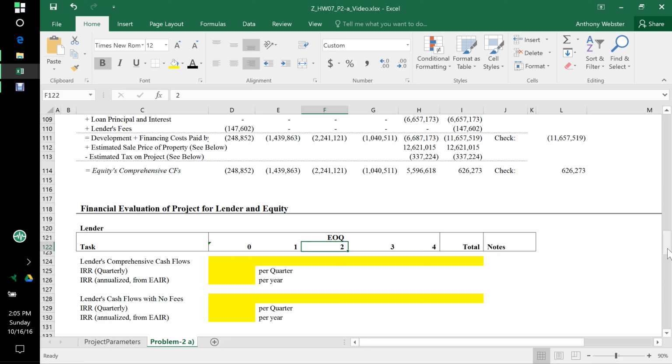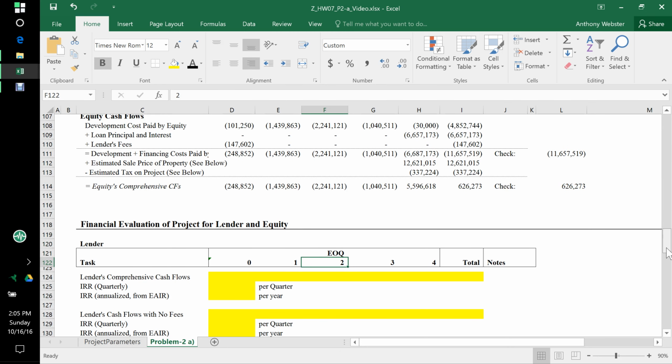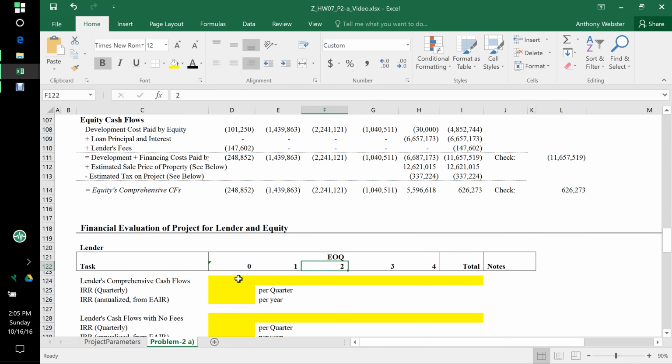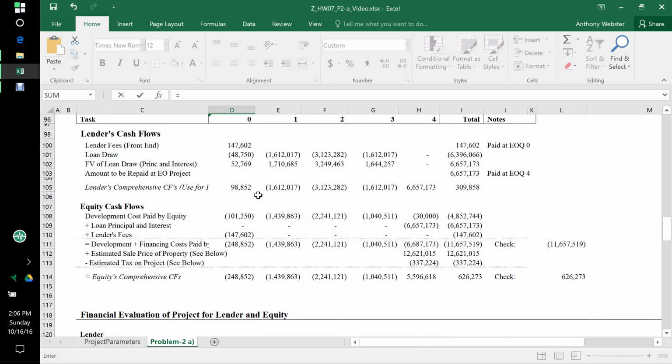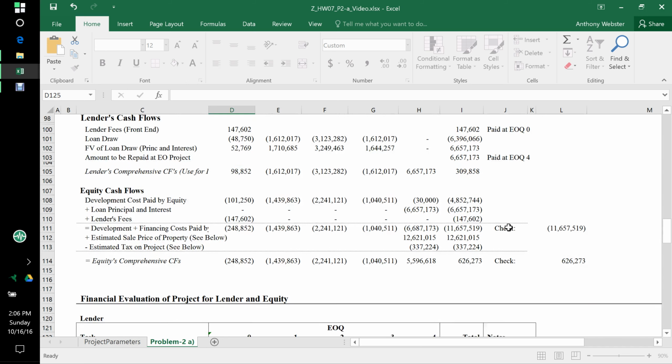And we've computed that up above as part of problem P2B. And so I'm just going to reach up and grab these cash flows. So the lender's net cash flow at the beginning of the project here is just equal to everything that we've added up for the lender up above. She has those front end fees, and she is putting out the loan draw at the end of the month. And so I've got that.